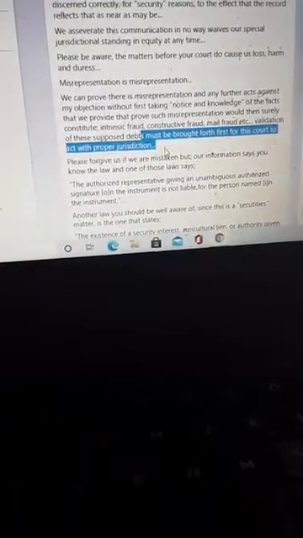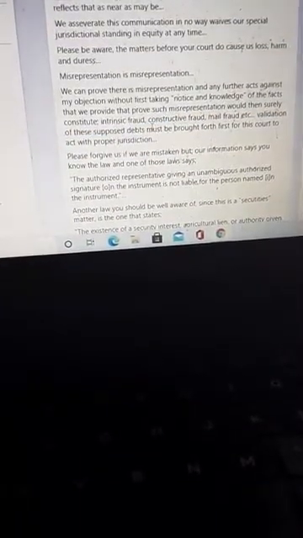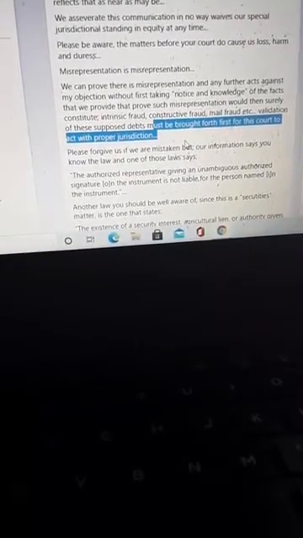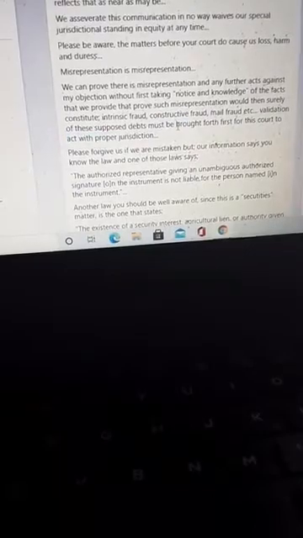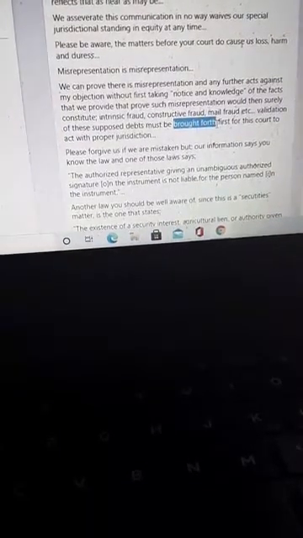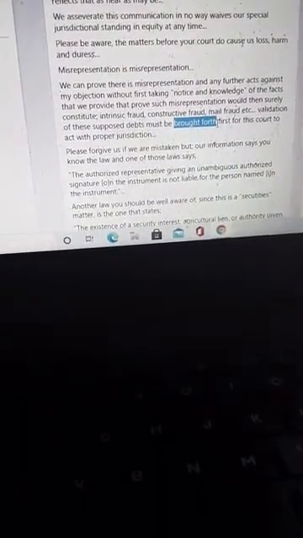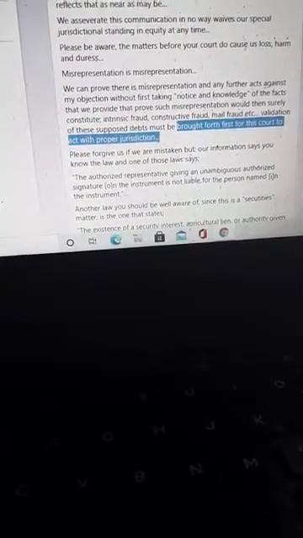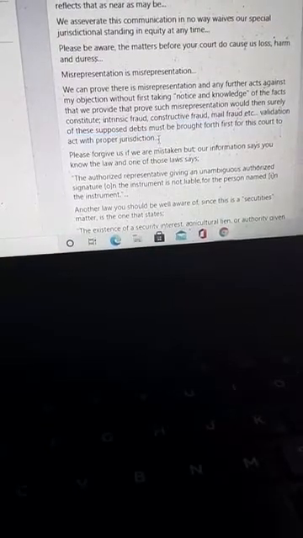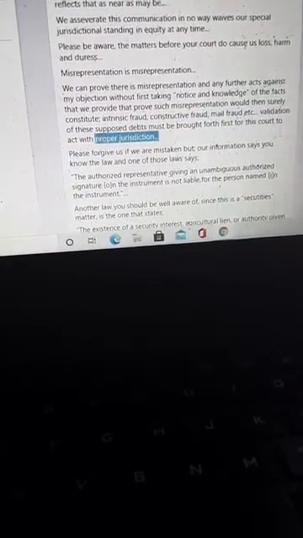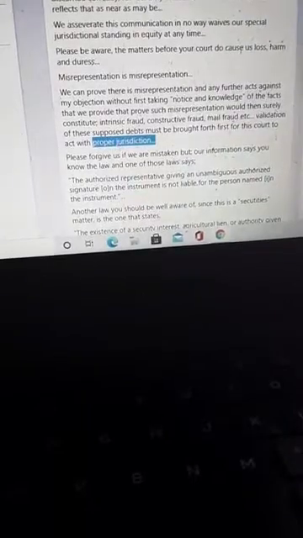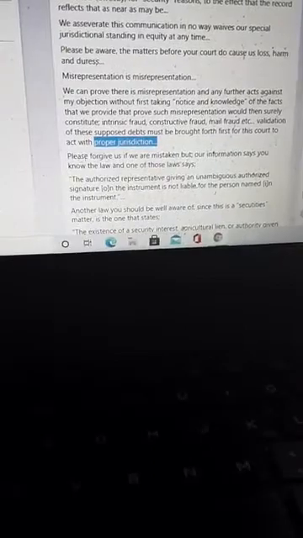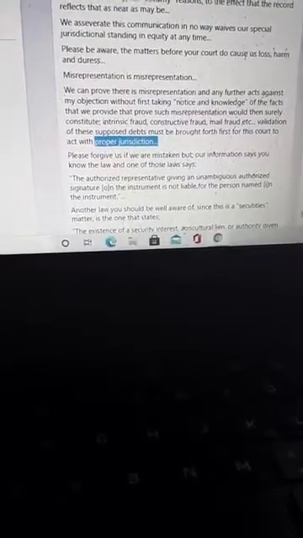So we're going to extend ourselves and must be brought forth for this court to act with proper jurisdiction. So we are going to be the party bringing forth in equity, with clean hands, a full record, so that we can give the court jurisdiction in equity through the further remedy or further creation of remedy, or further relief and creation of remedy.